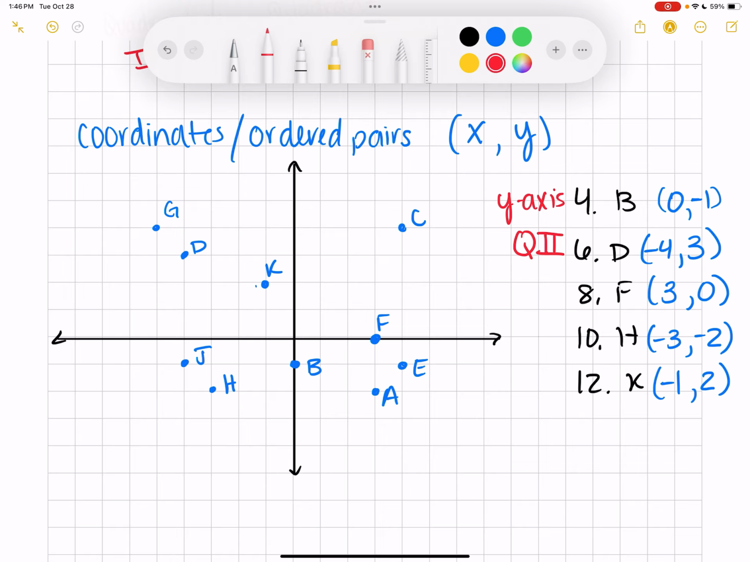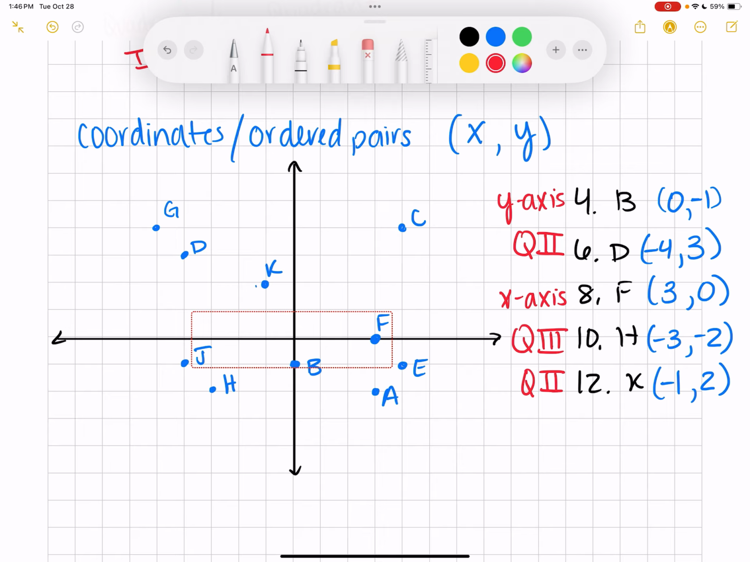All right, what about point F? X-axis. Yep. It's on the x-axis. How about H? H is in 3. Yep, quadrant 3. How about K? 2. Yep. So again, when you're doing these problems, you don't have to put where they are, but there's only a limited amount of those, so that's why I wanted to do those.